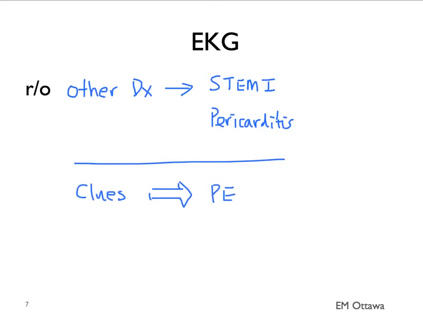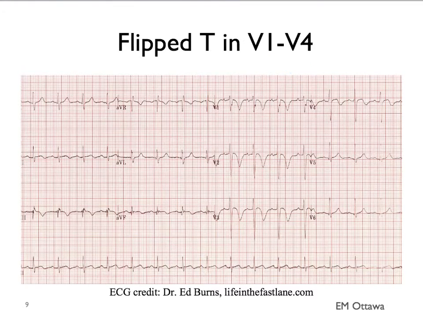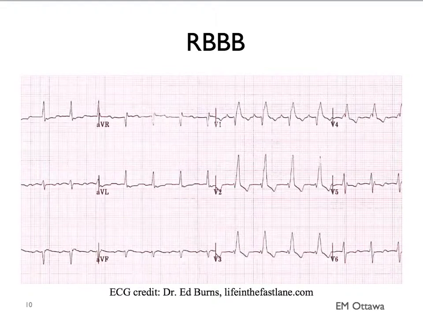They include the following. The most commonly seen EKG finding in patients with PE is sinus tachycardia. This is seen in about 40% of patients who have a PE. Sometimes in leads V1 to V4, you can see flipped T waves, like the ones shown here. They can happen in about a third of patients with PE. We sometimes can see a right bundle branch block in patients with PE. This occurs in about 20% of patients.